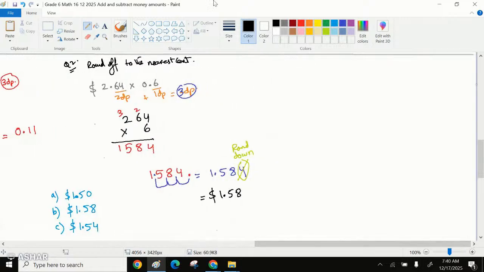Let's click on the answer and see whether the answer is correct. Okay, the answer was 1.58. Yeah, and let's try this.